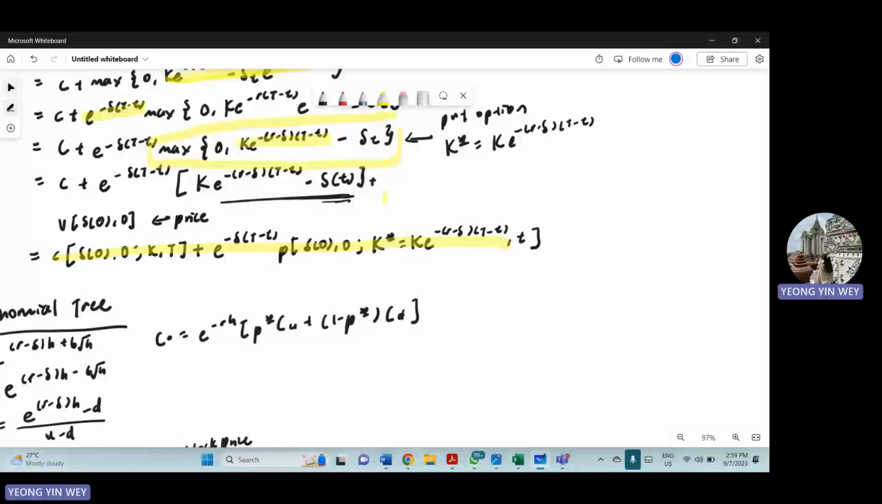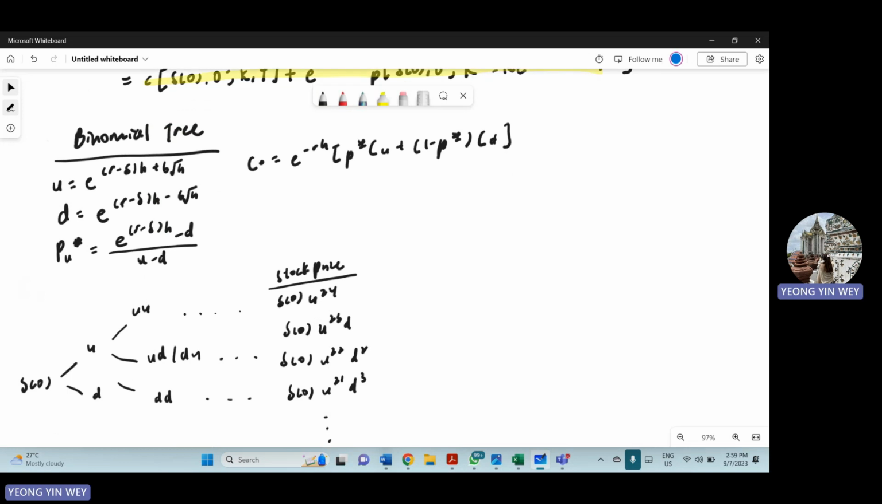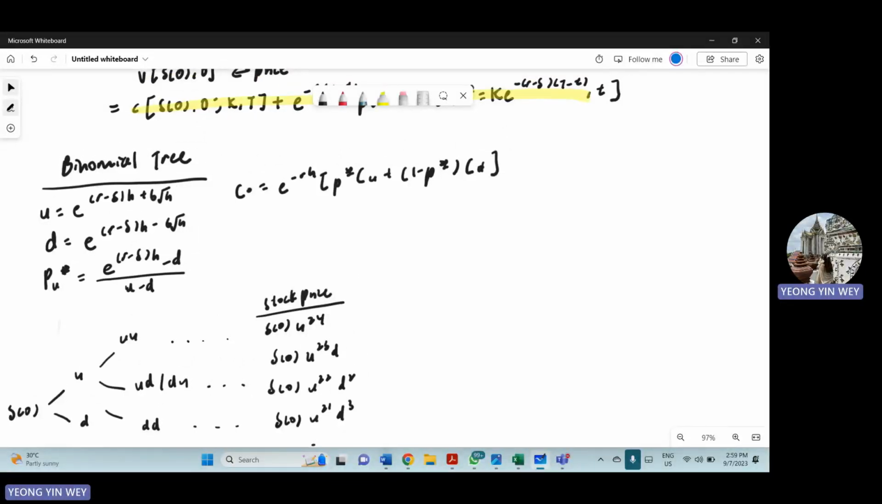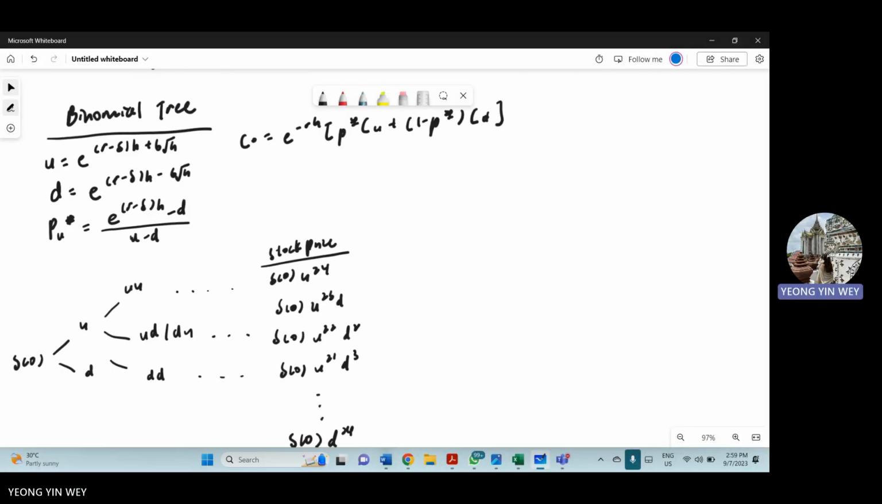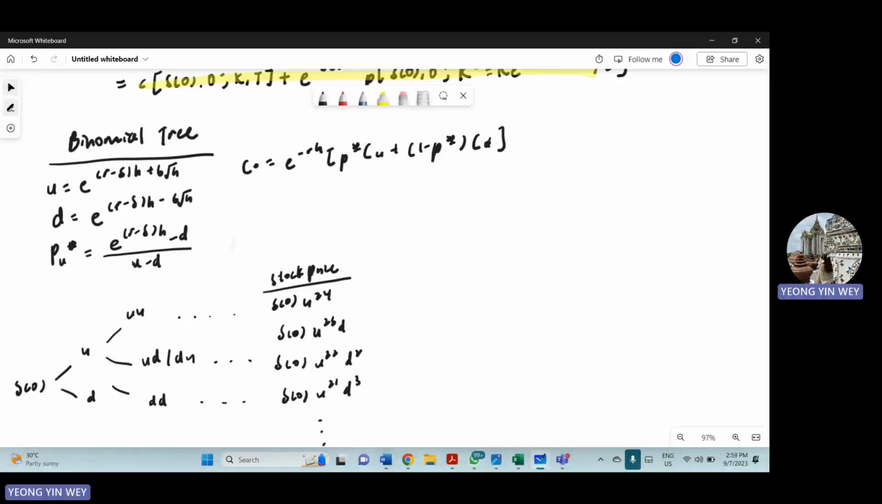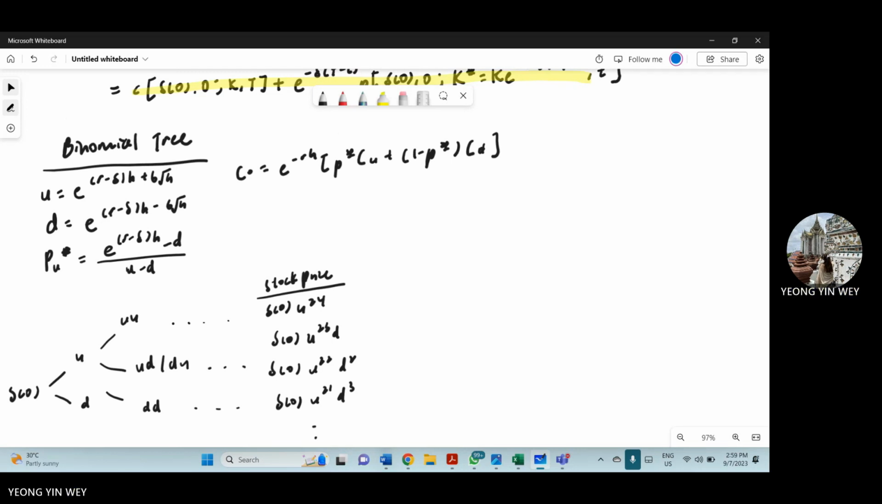Besides this chooser option formula, we are going to use a binomial tree when solving our question 6. For the binomial tree, we have a few formulas, which are U and D. U is equal to e^((r - delta) h + sigma times the square root of h), while D is equal to e^((r - delta) h - sigma times the square root of h). The probability of going up is e^((r - delta) h) minus D over U minus D. And C0, the call option or the put option, is equal to e^(-r h) times the probability times C_U plus 1 minus the probability times C_D.